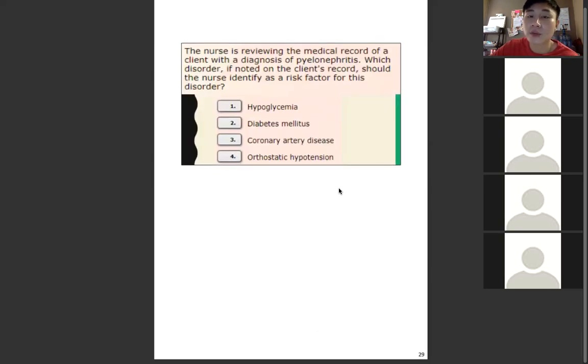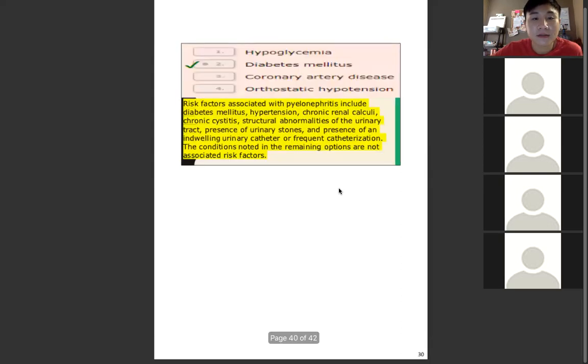The nurse is reviewing the medical record of a client with a diagnosis of pyelonephritis. Which disorder, if noted on the client's record, should the nurse identify as a risk factor for this disorder? Okay. That's a really good guess. Yes. So yes, it's diabetes mellitus.